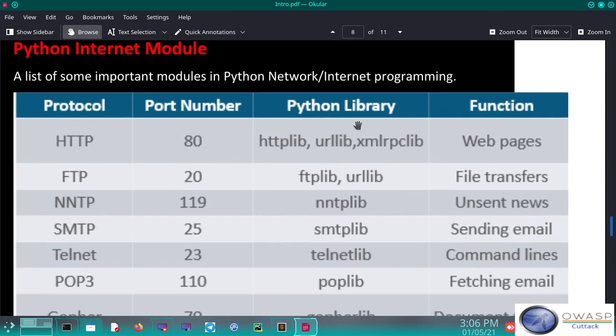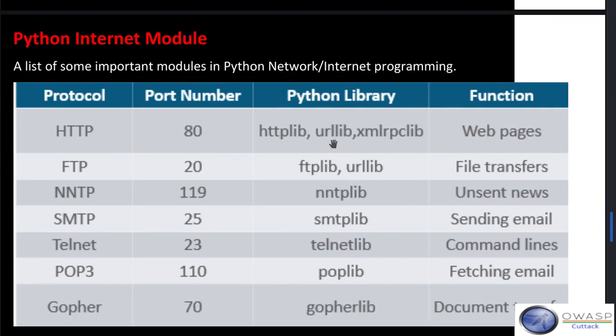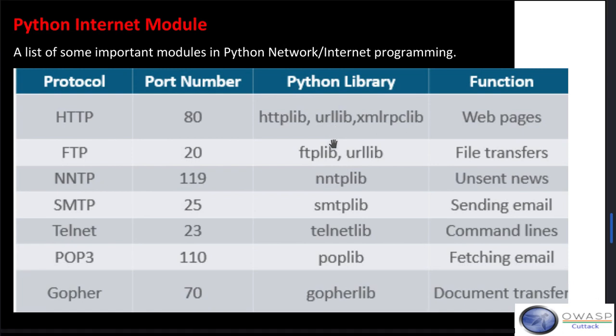So this is the last topic which I will tell you, Python Internet Modules. A list of some important modules in Python network and internet programming, which we will use in further programs. So you can see the protocols are HTTP, FTP, NNTP, SMTP, Telnet, POP3, Gopher, and their default port numbers are 80, 20, 119, 25, 23.